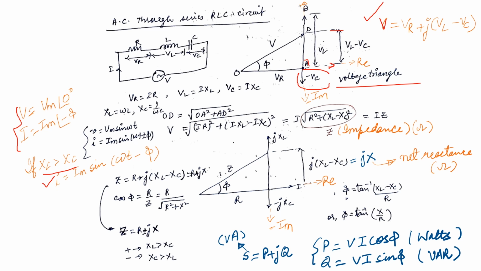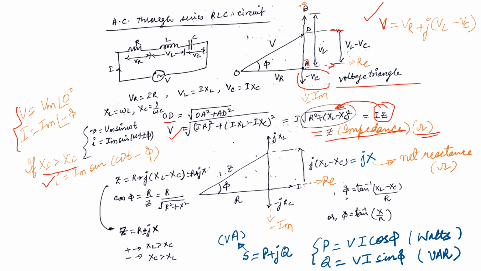Now in the voltage triangle, OD squared is OA squared plus AD squared. So that gives the magnitude for this voltage vector, where OA is IR and AD is I into XL minus XC, whole squared. So that gives us I into Z. Here Z is given by this. This is the magnitude of Z, that is the square root of R squared plus XL minus XC whole squared. You can take the square root of this to get the final value of Z. This Z is called the impedance of this series RLC circuit. The unit will be ohms, right?